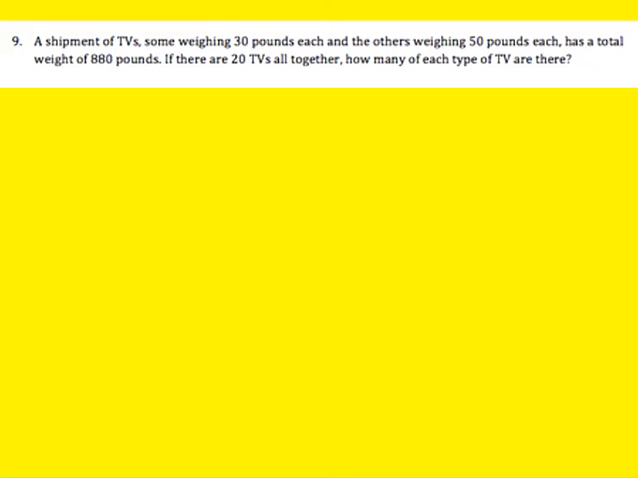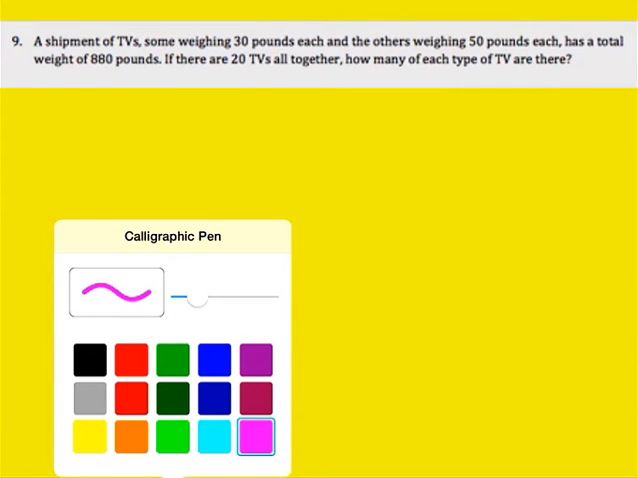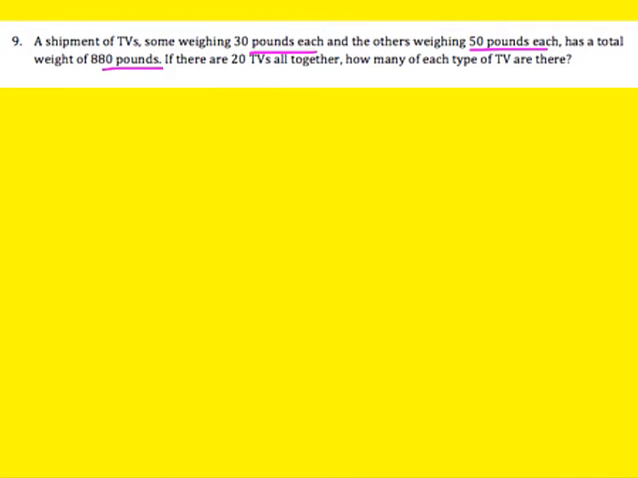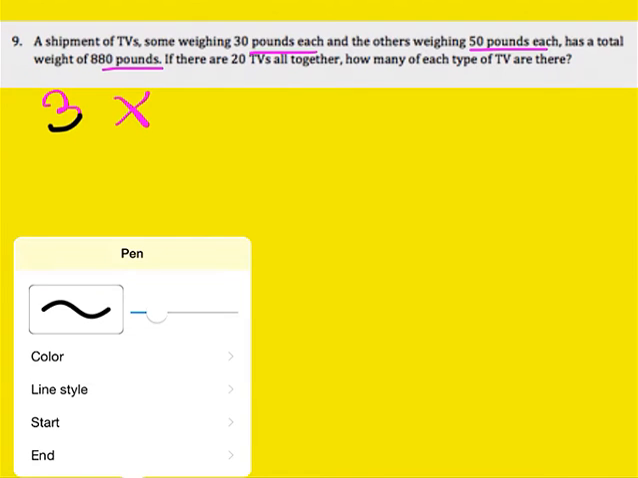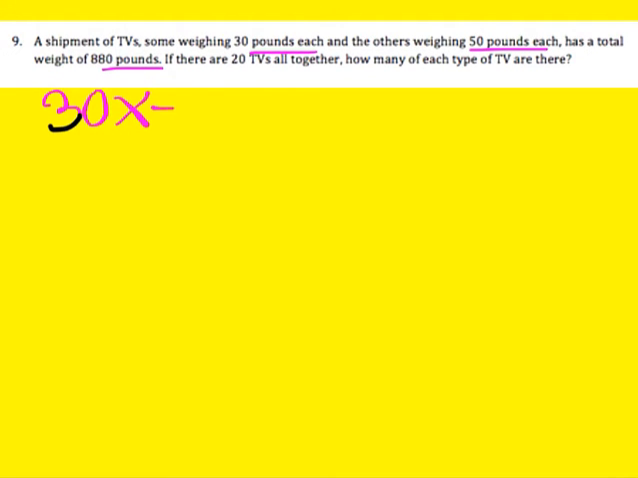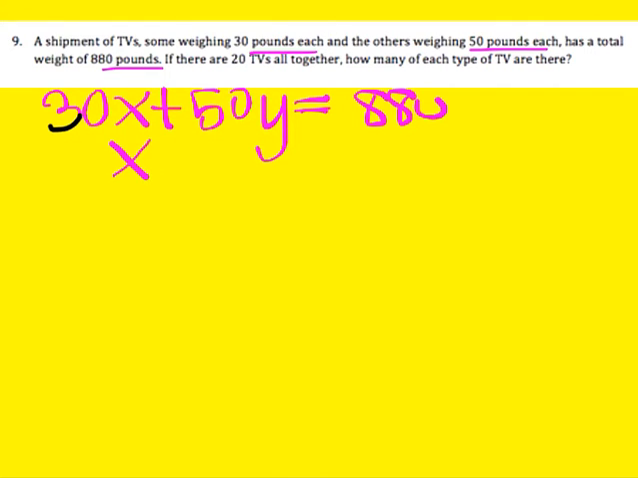Taking a look at this last one, it says a shipment of TVs weighing 30 pounds each and others weighing 50 pounds each has a total of 880 pounds. So for every X 30-pound TV I have, it's, well, 30 pounds. For every Y 50-pound TV I have, it's 50 pounds. And that's going to be equal to 880 pounds. And it says that there's 20 TVs altogether. So when we do X plus Y, that needs to be 20. So now I need to do some solving by elimination.